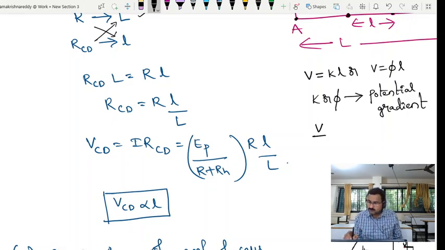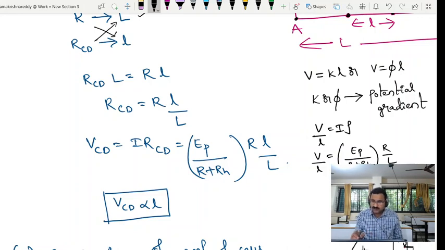So V by L is equal to I into rho, like this also we can write there. V by L is equal to I means same thing. E divided by R plus R_H into rho, meaning R by L. This is just arranged, L taken to that side. So this is the common formula we are using to solve the problems also.